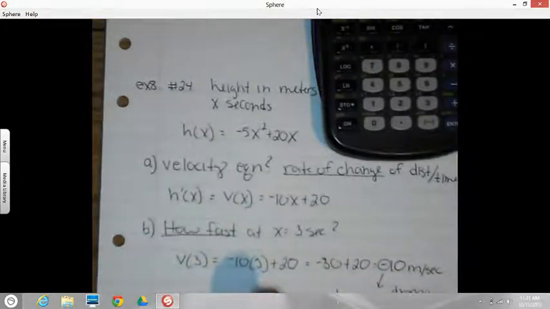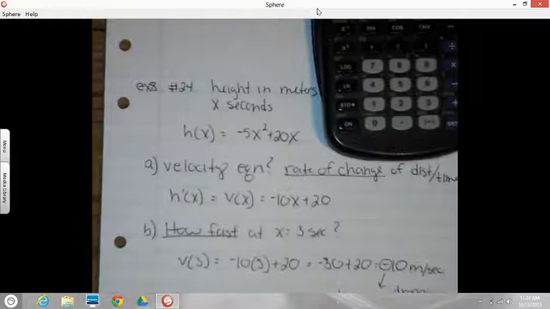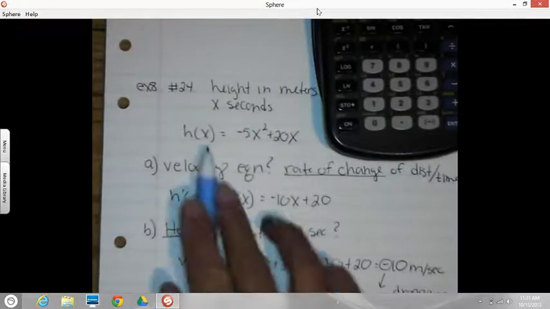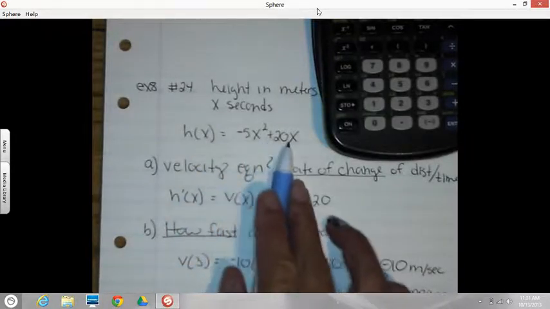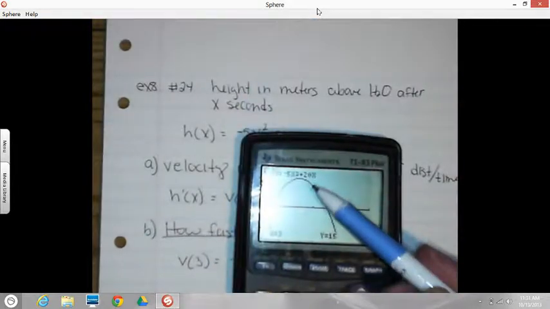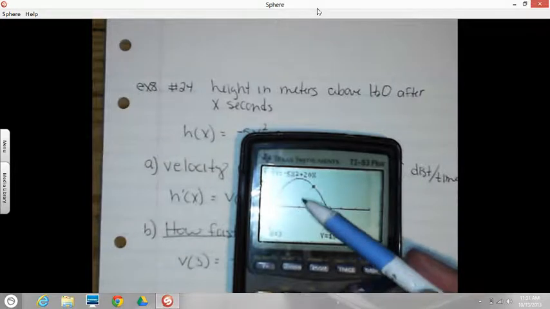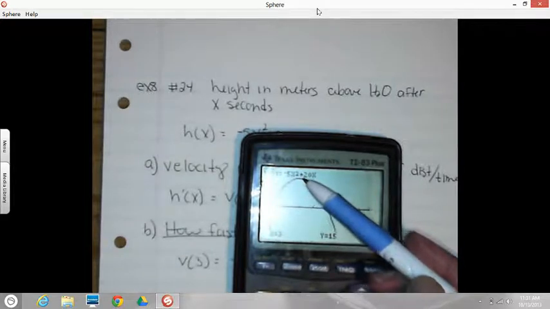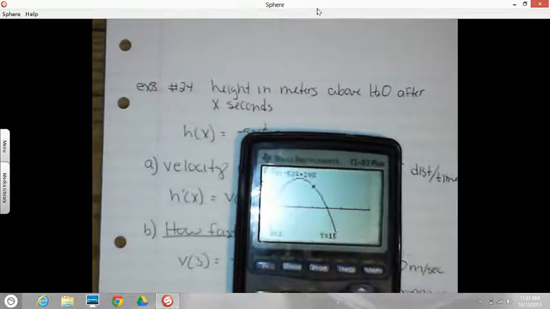At its highest. Well, there's two ways to do this. The algebra way is to look at the height equation, and we want to find its maximum. Well, we have to have a calculator to do that. We want to know what x value puts this graph at its highest. So let's do that with the calculator.